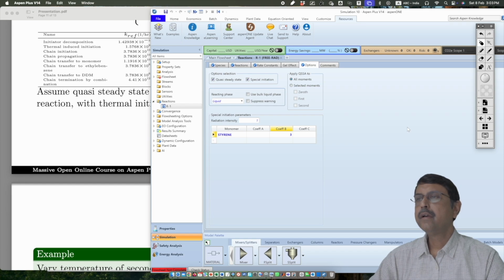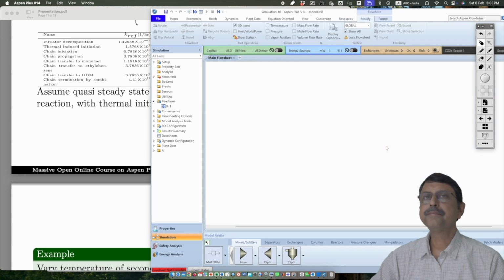So our set of reactions is complete over here. Now we go to the flowsheet and build our flowsheet.